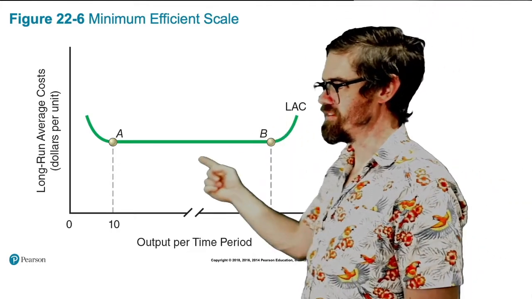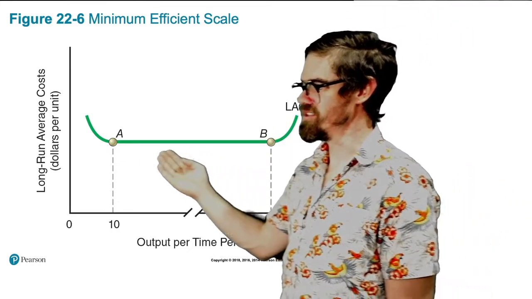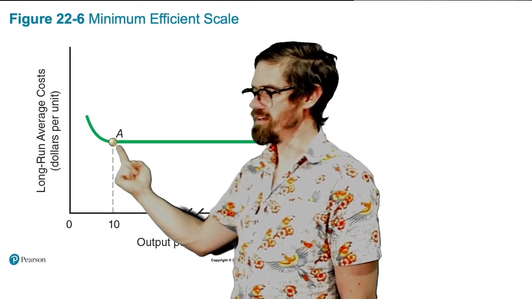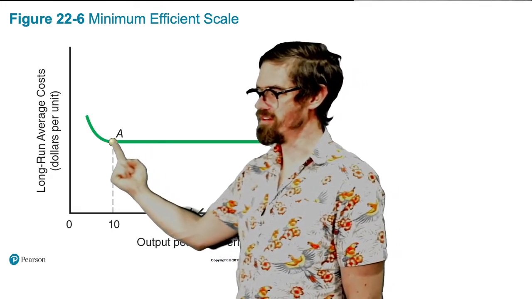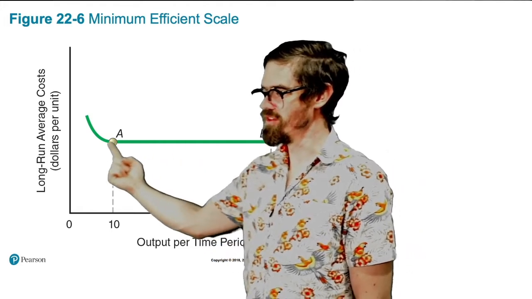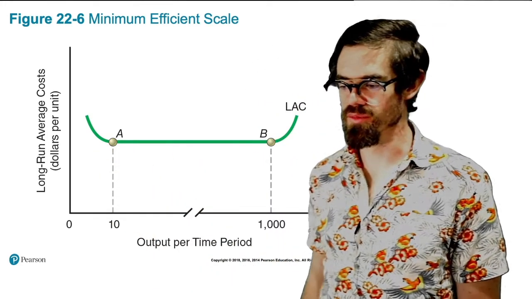Okay, so that's what minimum efficient scale is. So if you've got a long-run average cost curve here, just find the minimum and then find the point along the minimum that's furthest to the left. That's where minimum efficient scale is.